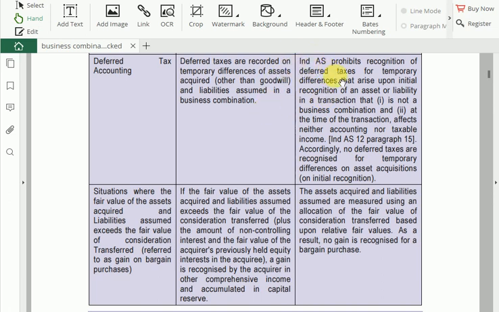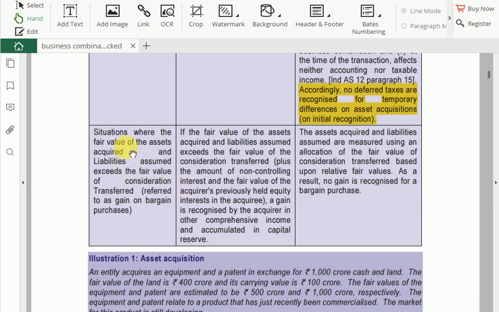Under the asset or group of assets acquisition method, Ind AS prohibits recognition of deferred taxes on temporary differences that arise upon the initial recognition of an asset or liability in a transaction that is not a business combination and, at the time of the transaction, affects neither accounting nor taxable income. Accordingly, no deferred taxes are recognized for temporary differences on asset acquisition. That means whenever we acquire some assets instead of a business, we will not show any deferred tax asset or deferred tax liability.